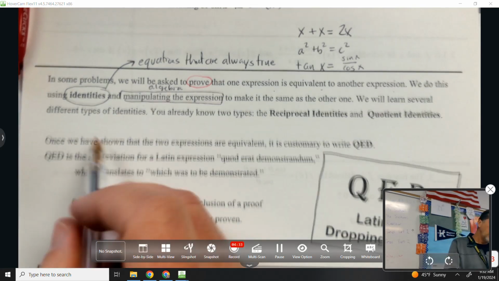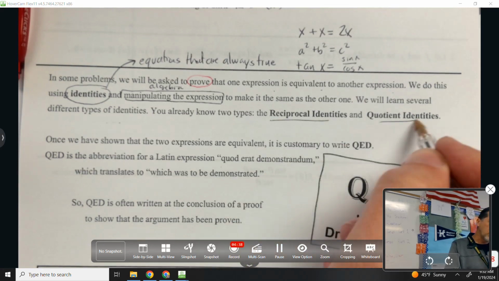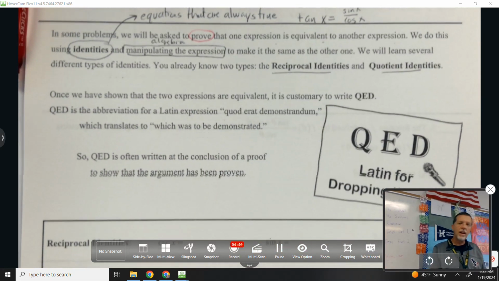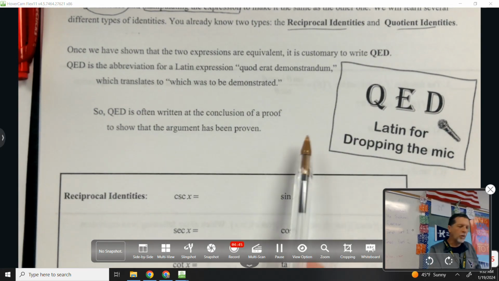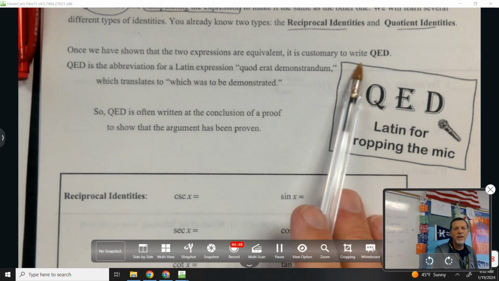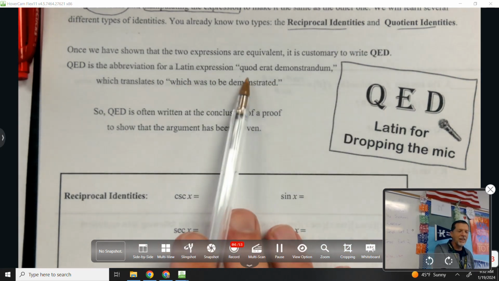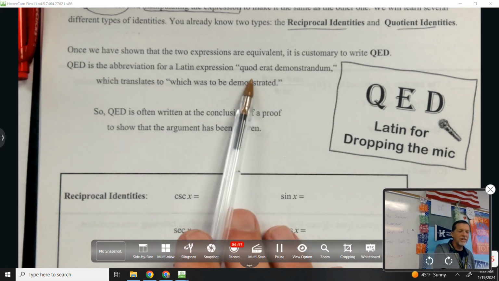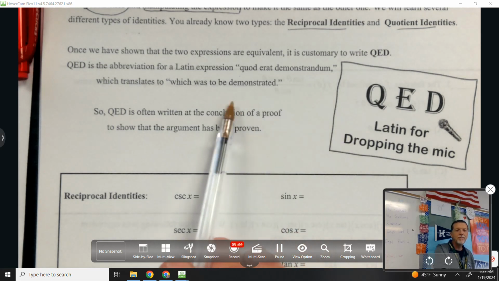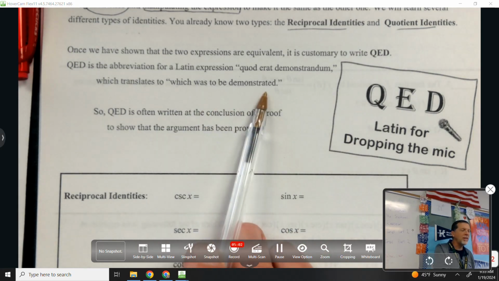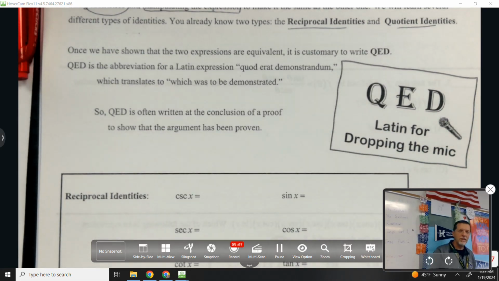We will learn several different types of identities. You already know these two, reciprocal and quotient. We'll list them in a minute. And then this is kind of a side note. Once you've shown that two expressions are equivalent, or actually in any proof, it's customary to write QED. I don't even know how to pronounce that. Quod erat demonstrandum, maybe, which was to be demonstrated. It means I did it. I'm finished. You dropped the mic. I proved it. We're good.